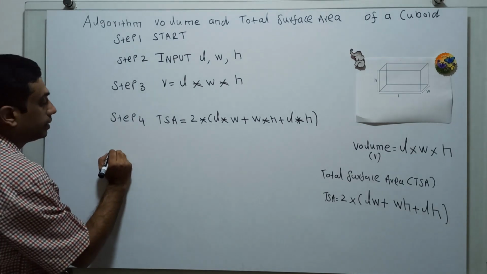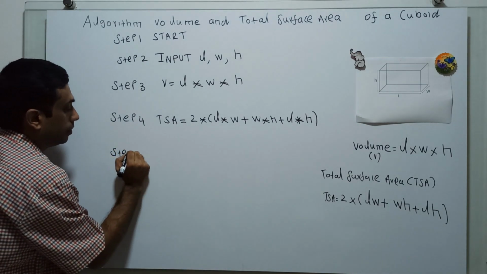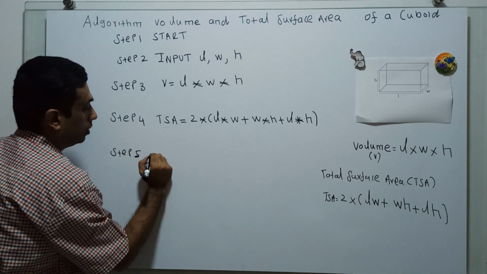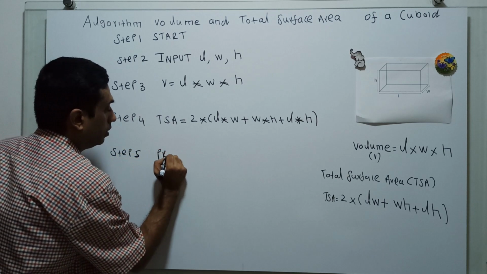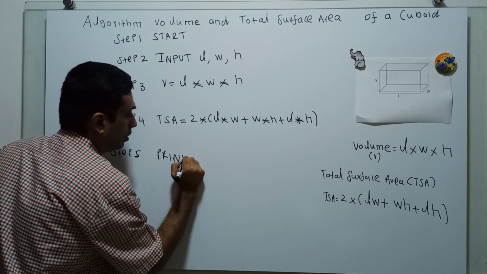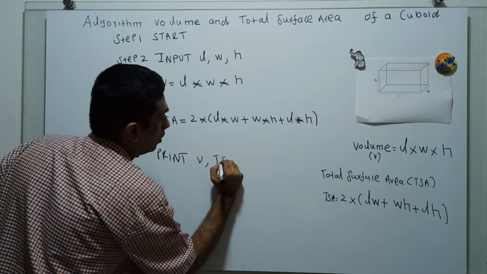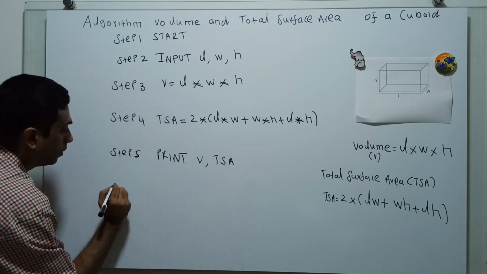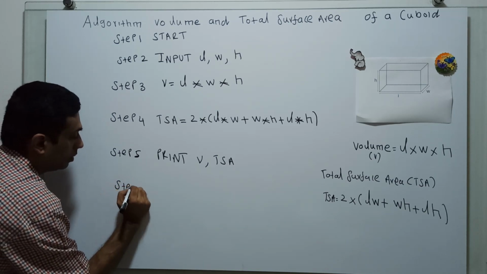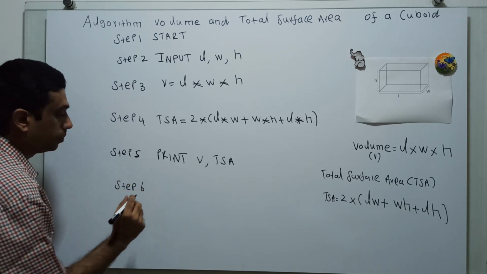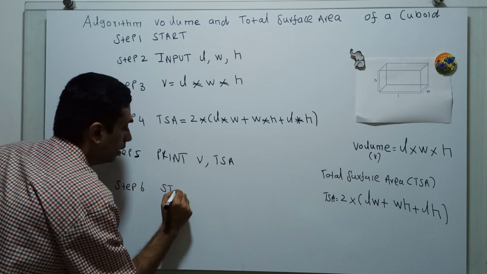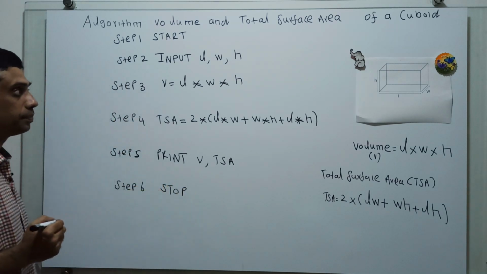Now I am printing the result. Print volume and total surface area. Step 6 is the logical end of the flowchart, that is stop.